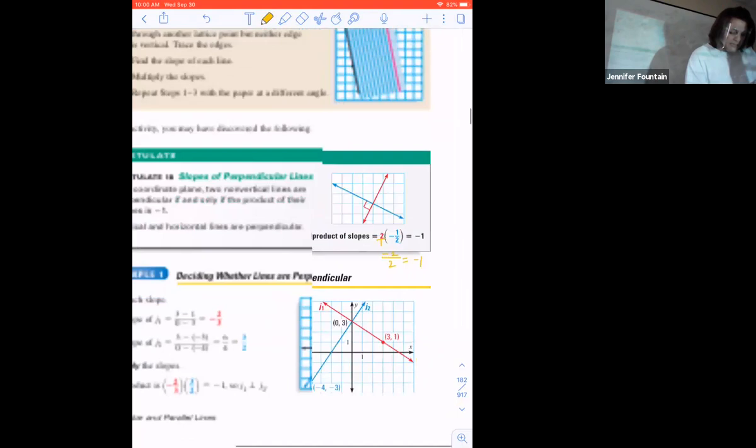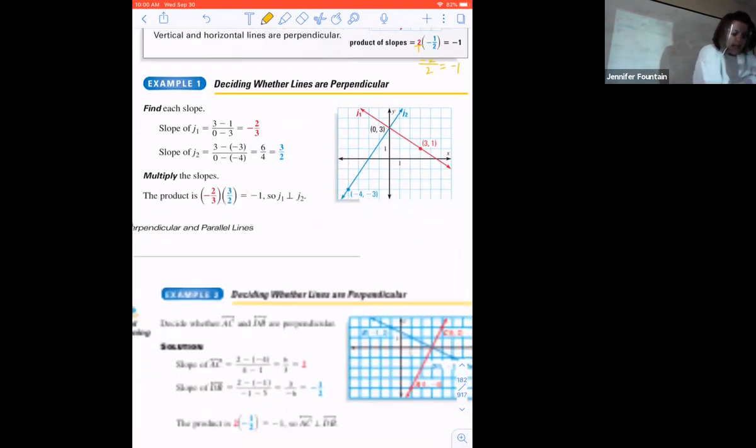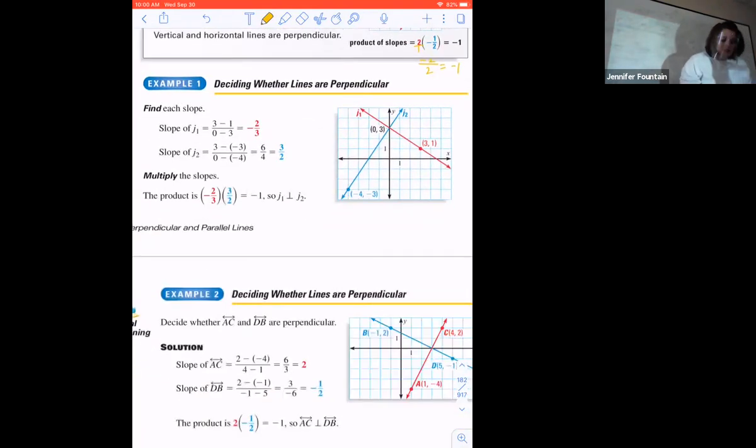So let's look at example 1, deciding whether lines are perpendicular. The slope of J1 is 3 minus 1 over 0 minus 3, that equals -2/3. The slope of J2 is 3 minus a -3, which means 3 plus 3, over 0 minus a -4, which will be 0 plus 4, so that will be 6 over 4.